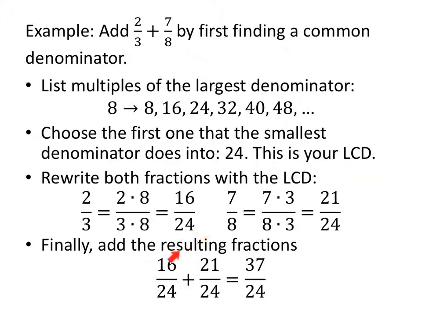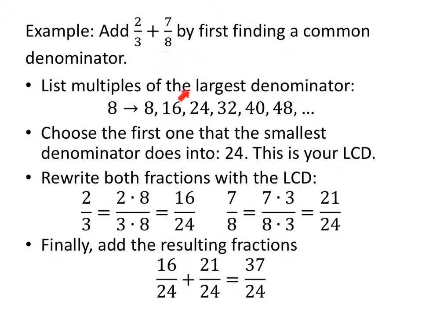So we want to use that technique that we saw in the first lecture where we rewrite with a common denominator. So I'm going to take 2/3, and I want a denominator of 24. So 3 times 8 is 24, which tells me I have to multiply my numerator by 8 as well. 2 times 8 will give me 16. So I've rewritten 2/3 with the common denominator of 24 as 16/24.